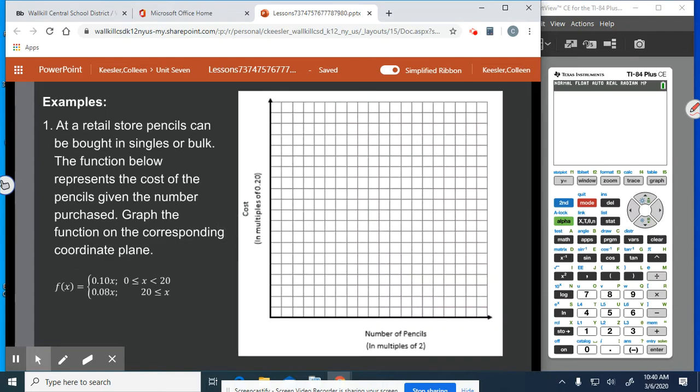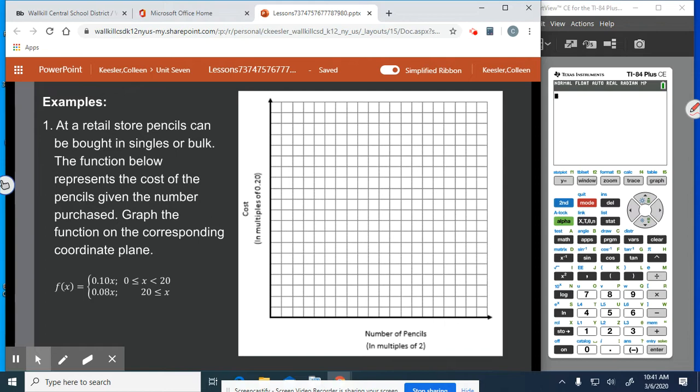So our first example is, at a retail store, pencils can be bought in singles or bulk. The function below represents the cost of the pencils given the number purchased. Graph the corresponding function on the coordinate plane. So we have f of x equals 10 cents times x when you're buying between 0 and 20 pencils, and then 8 cents times x, 8 cents per pencil, when you're buying greater than 20 pencils.